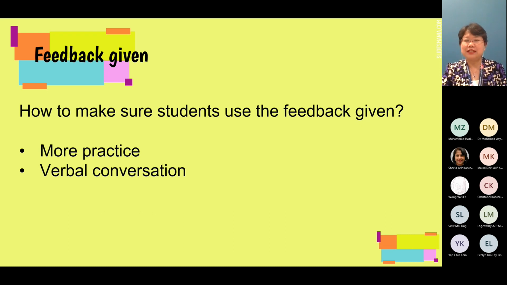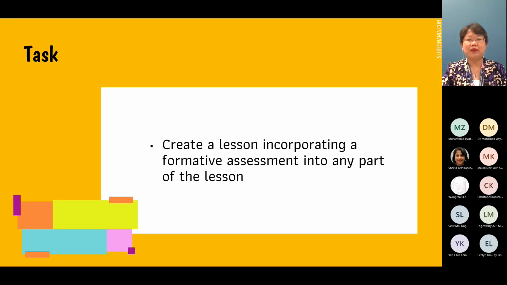If you have no questions, what I would like to do is for you to share a lesson from a lesson that you have already. Maybe choose a topic, all right? Then after that, incorporate formative assessment into any part of the lesson.